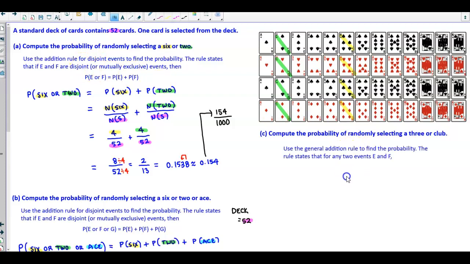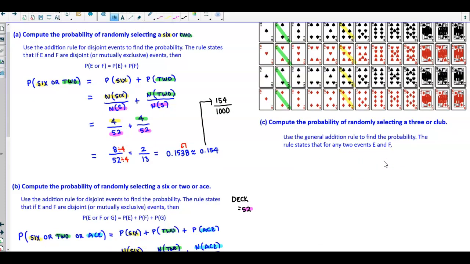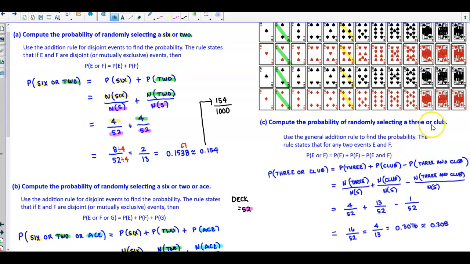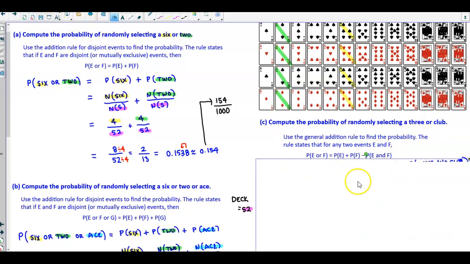So therefore, we have to use the general addition rule to find the probability, and the rule states that for any 2 events E and F, the probability of E or F is equal to the probability of event E plus the probability of event F minus the probability of E and F. Because we cannot repeat this card twice, so we have to subtract one of them. So let's go ahead and do that.